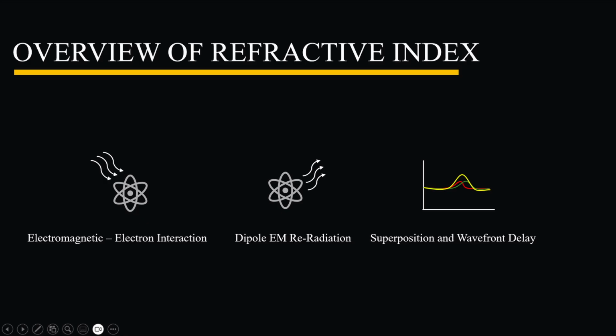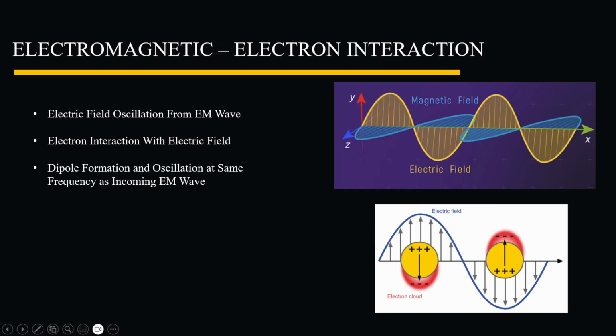The main premise of refractive index can be broken down into three main concepts: electromagnetic electron interaction, dipole electromagnetic re-radiation, and superposition leading to wavefront delay. If you haven't been introduced to these concepts before, they may seem quite abstract. To help build an understanding of these concepts, I'll introduce an example. So now imagine a beam of light traveling through a vacuum unrestricted, but then it enters a block of glass.